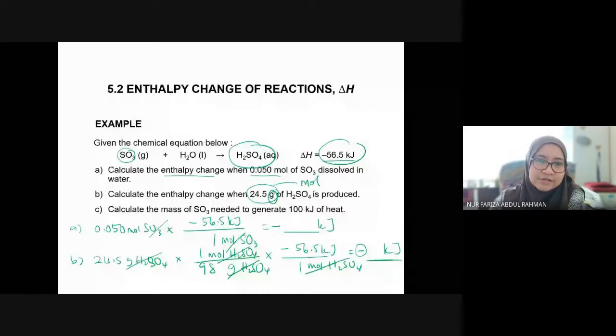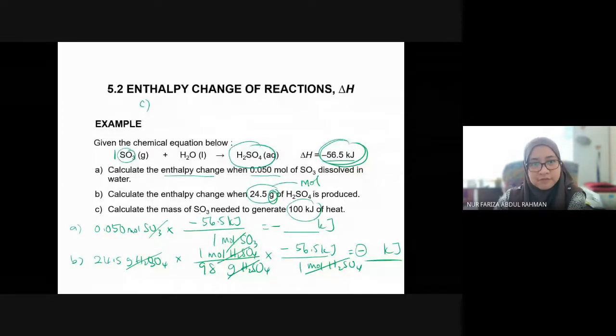Alright, how about C? Calculate the mass of SO3 needed to generate 100 kilojoule of heat. So this time they give the heat, and they want to know the mass of SO3. Look at the balanced equation. To generate 56.5 kilojoule, it requires 1 mole of SO3. 1 mole of SO3 is equal to how many gram depends on the molar mass. So to generate 56.5 kilojoule requires 1 mole. So if you have 100 kilojoule, how many mole of SO3? And then you convert into gram.